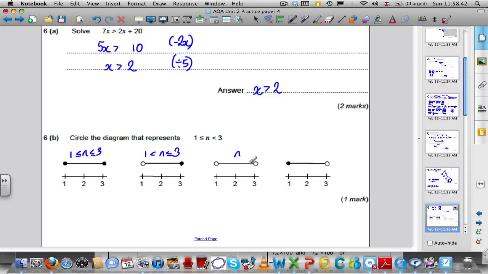Here, n is less than but not equal to 3 and bigger than and not equal to 1. And this last one, n is less than but not equal to 3, so it's less than 3, or bigger than or equal to 1 because it's a full circle. Hence, circle the diagram. This one is the one the question is looking for.